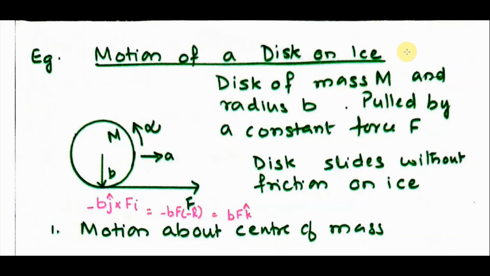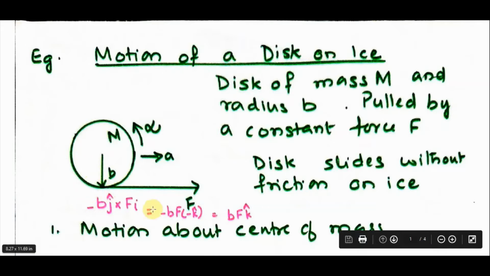Motion of a disk on ice. Let us consider a disk of mass m. This is the disk. Its radius is b. It is being pulled by a constant force F. A small string which is wound on the disk, and from the bottom it is just given a small pull. So a small string is pulling with the force F in this direction.